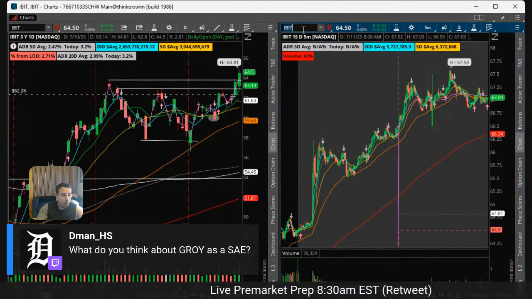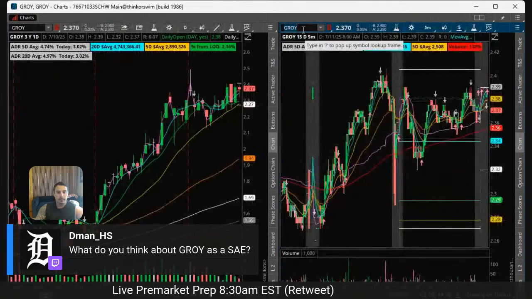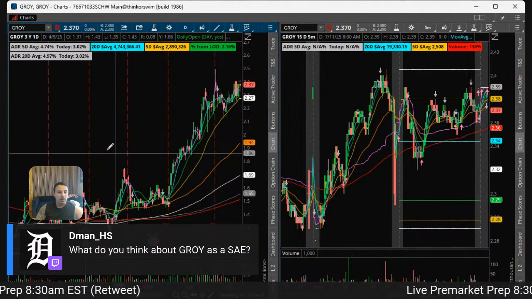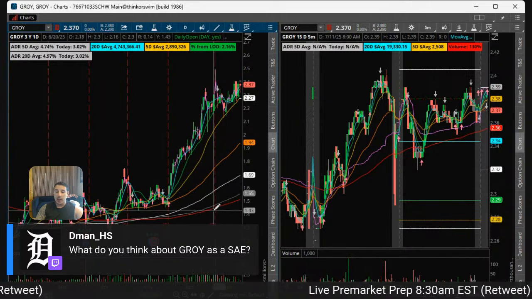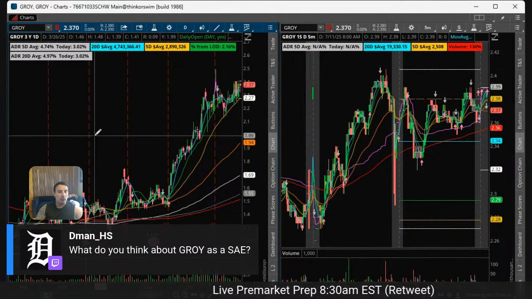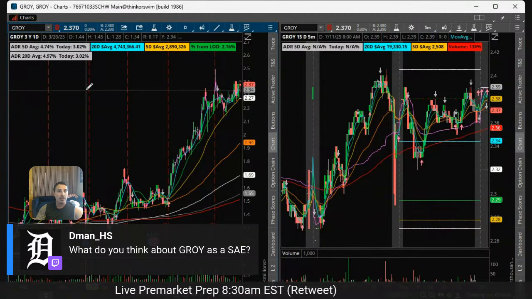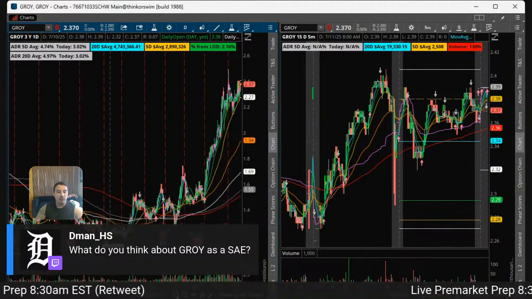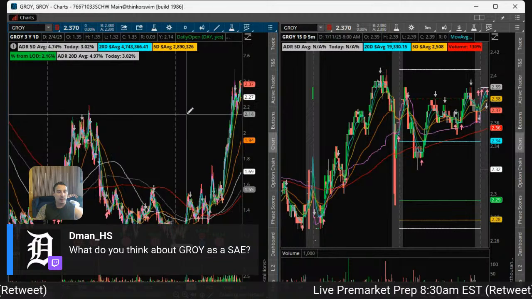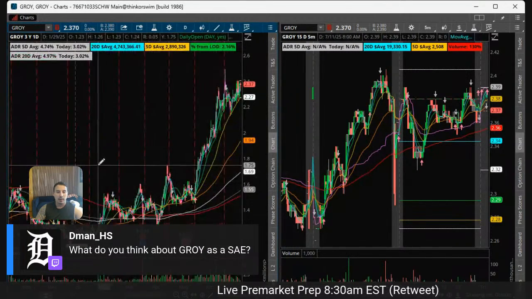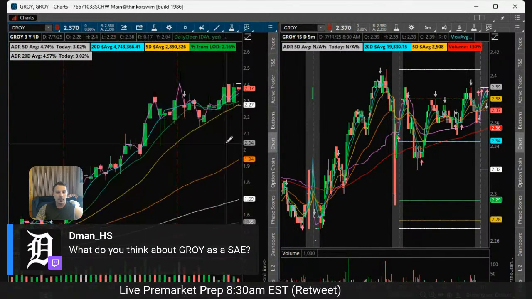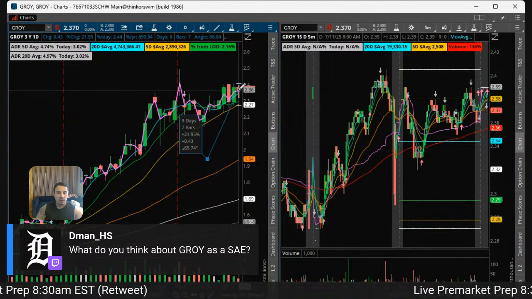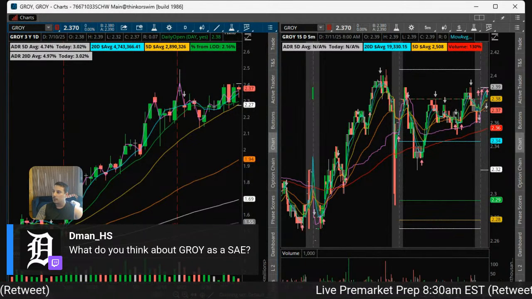What do I think of Groy? No, it trades too thin. Don't think about something as small account edge. By the way, this only moves 4.97% per day. Small account edge to me means it moves like 10 or 12%, but it's still got to be liquid. This isn't very liquid. Not to mention it's still a touch extended from the 50.